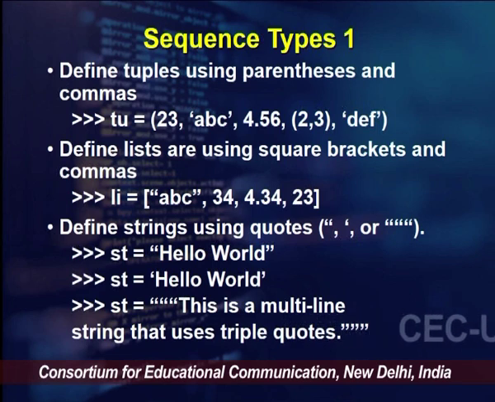We define the list using square brackets and commas. So, this is one important difference. By looking at it, you can understand whether it is a tuple or a list. A list will always have square brackets, whereas a tuple will have parentheses. Okay? And then we can also define strings. We know how strings are defined: strings can be defined using single quotes, double quotes, and also triple quotes.